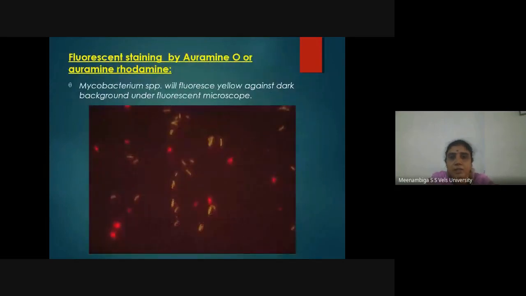And the next one is fluorescent staining. So fluorescent staining will be done using auramine O or auramine rhodamine. இதை வச்சு they will be doing fluorescent stain. How it will appear is, it will appear as a yellow color. It will fluoresce as yellow against a dark background.